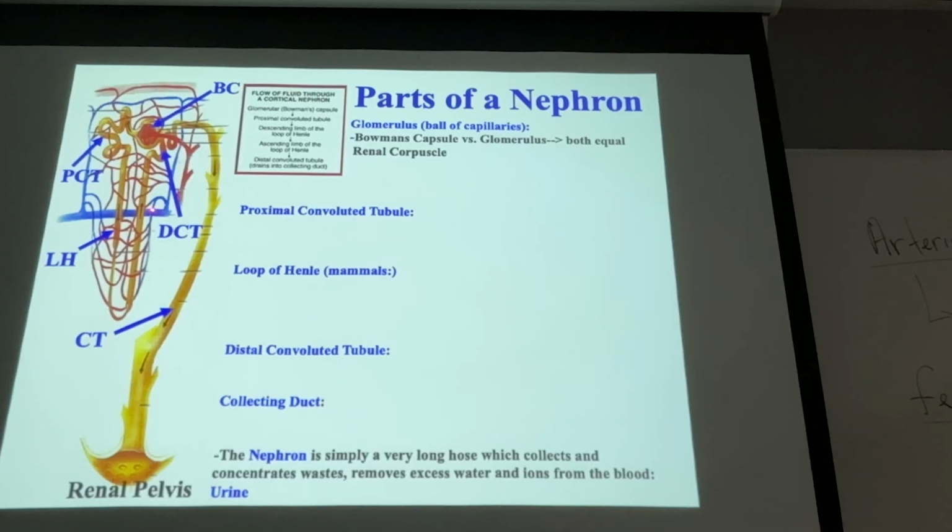But the loop of Henle, as it comes up, this is the ascending limb, will then drain into the distal convoluted tubule. And notice, this is really cool. The distal convoluted tubule comes in really close contact. Do you see that? It basically touches the side of the afferent arteriole, which is delivering blood into the glomerulus. And that is really, really important. That is on purpose. That is not something that's accidental.